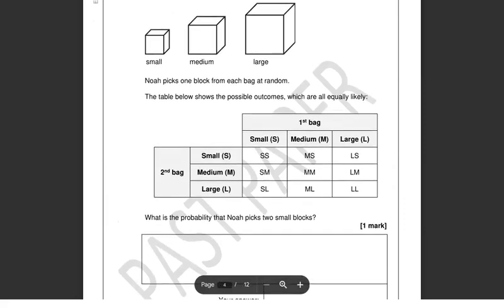When you say 2 small blocks, it's a value for 2 small blocks. Out of 9, you can only pick 1. So it's 1 out of 9. So only small is good, 1 out of 9. That's the probability.